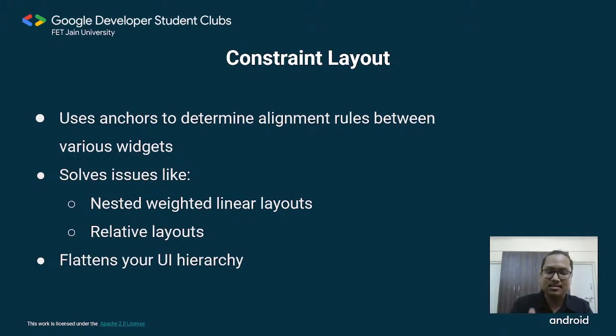Constraint layout was designed because linear layouts and relative layouts had a lot of issues. We had to nest the linear layouts, right? One linear layout inside another linear layout. All those layouts were being nested, and while rendering the screen, it was a very heavy computation for our Android device. So rendering the screens would be very slow when using nested linear layouts. That is one of the reasons why constraint layout was introduced and why we are going to be using it.